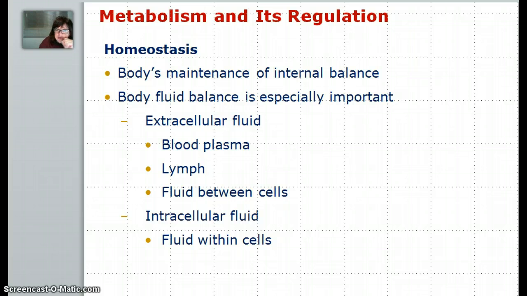Homeostasis is a term that's thrown out quite a bit in the body. Homeostasis is the ability for the body to maintain an internal balance. Now, it maintains an internal balance, but it's usually as a result of many processes usually going against each other. An example is if you're cold, you will shiver. If you're too hot, you will sweat.